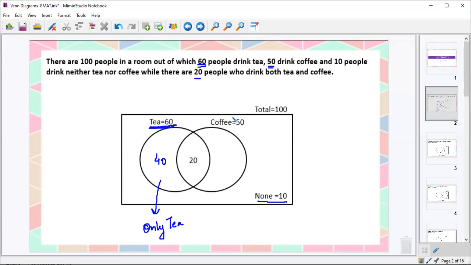Similarly, coffee is 50, which I know is the sum of these two regions. So if this is 20, this is going to be 30, which signifies people who drink only coffee. So when I say only coffee, I'm going to look at the area which is not overlapping with any other circle. Whereas when I say coffee, I'm going to look at the value of the entire circle. So these statements are going to help you understand how to put the data into the Venn diagrams. And when you put the data correctly in the Venn diagrams, you will be able to solve the questions easily.